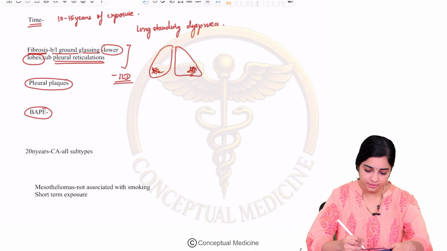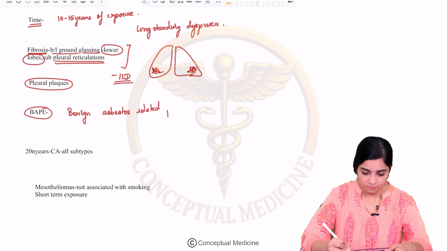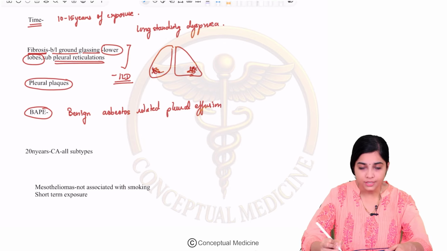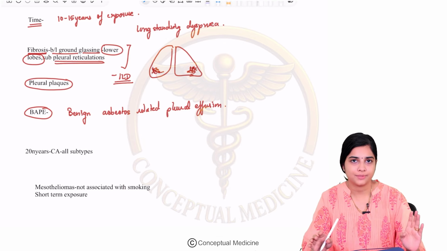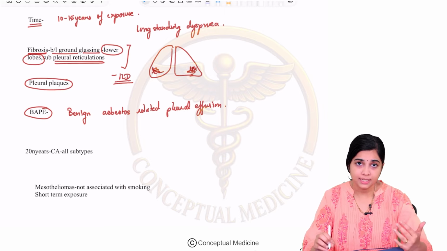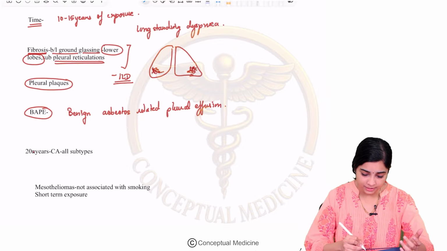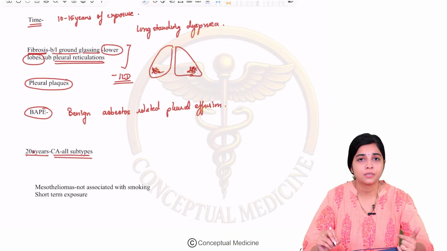So, what is BAPE? This is benign asbestos related pleural effusion. Okay, so you can have bilateral pleural effusions as well, which is called as benign asbestos related pleural effusions. Now, over the course of time, if there has been asbestos exposure for more than 20 years, there can be a high risk of development of carcinomas, especially lung carcinomas of all subtypes.